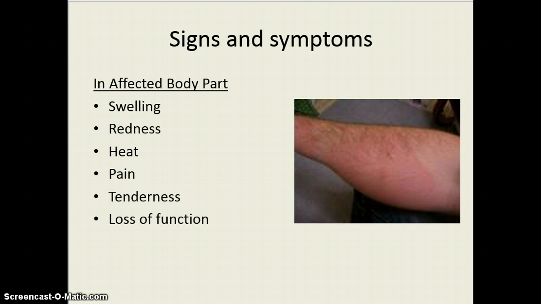So here's a picture of an infected body part. You can see the outline of where it's deep red. There's swelling and redness. The swelling is from all the blood that has come to that area. The redness is from all the blood. The heat is from the warmth of the blood that has come. The pain is because with all of this extra fluid to this area, it's stretching the tissues, causing it to be painful. And it's tender because it's being stretched, and then the person usually doesn't move it as well, or loss of function as a result of it being so tight. That skin is very tight. When you touch it, it feels very warm.